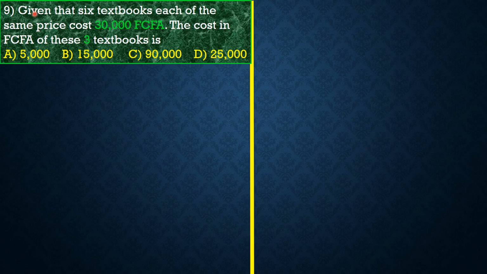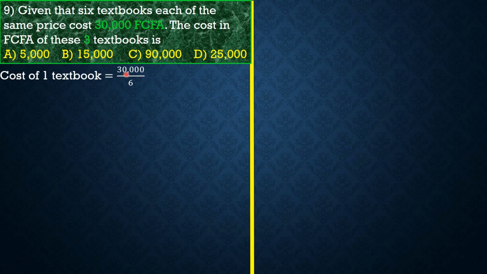The question 9, guys, is saying that given that 6 textbooks each of the same price cost 30,000 francs CFA, the cost in francs CFA of 3 textbooks is. So guys, there are a number of ways in which we can tackle this problem. One way we can do it is simply by doing simple proportion. But friends, let's look at it in practice. So friends, let's try to get the cost of one textbook, okay? Since we are being told that 6 textbooks cost this, right? So to get the cost of one textbook, we are going to take this amount divided by 6.